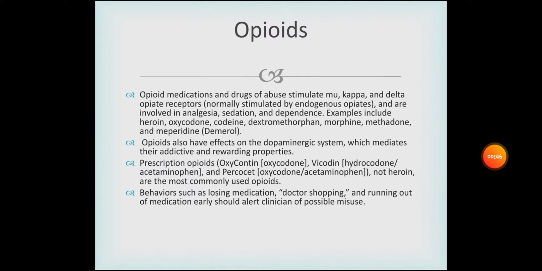Prescription opiates such as oxycodone, hydrocodone, acetaminophen, and oxycodone acetaminophen, not heroin, are the most commonly used opioids. Behaviors such as losing medication, doctor shopping, and running out of medication early should alert clinicians to possible misuse.